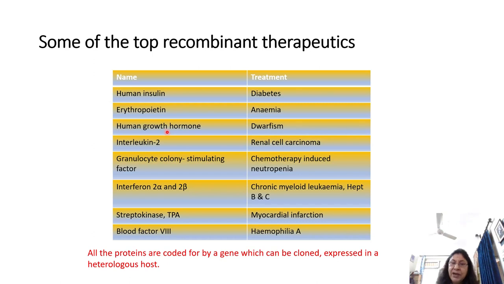So when we say recombinant therapeutics, that means we have the ability to clone the gene which is coding for these particular proteins in an expression platform, which could be either an E. coli, it could be a yeast like Pichia pastoris I showed you in the last slide, or it could be a mammalian cell.